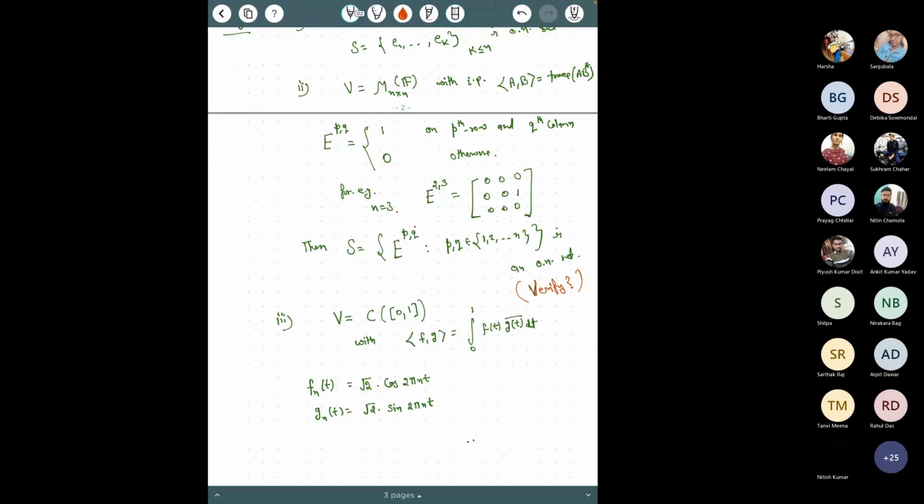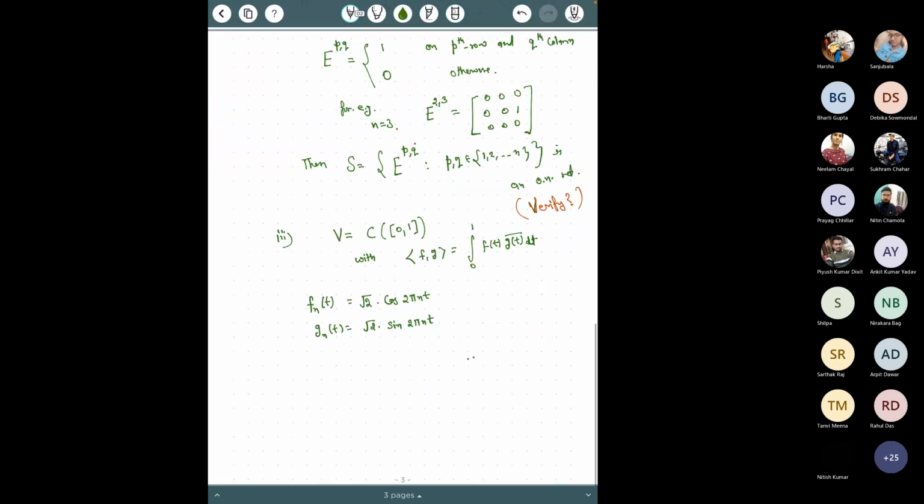All right. So I was talking about this example here. For this inner product space, if you look at these functions f_n(t) and g_n(t), where n belongs to the natural numbers, then this set f1, g1, f2, g2, and so on is an infinite set. And not only an infinite set, it is an infinite orthonormal set in V. So I have given you one example of an infinite orthonormal set in an infinite dimensional inner product space. This again you can verify.